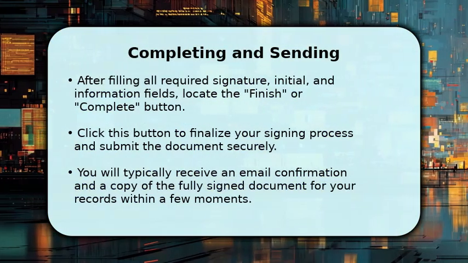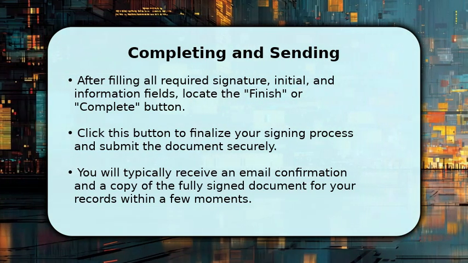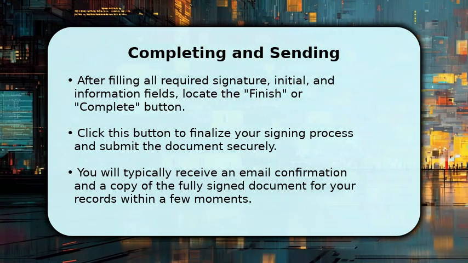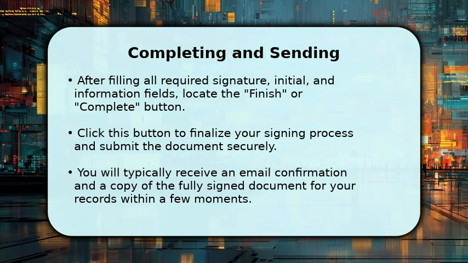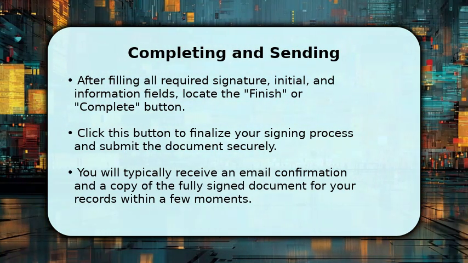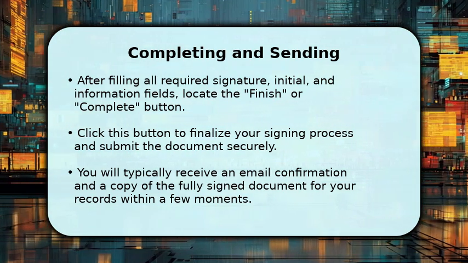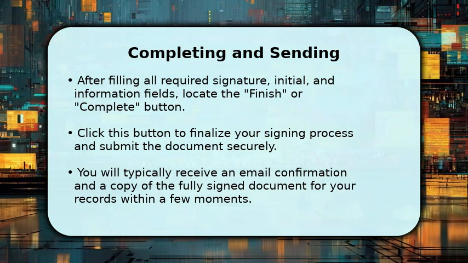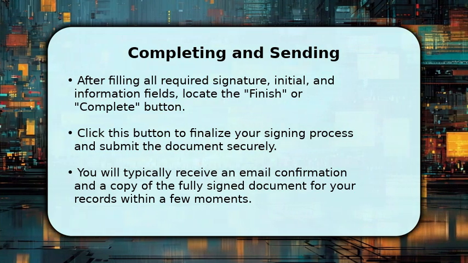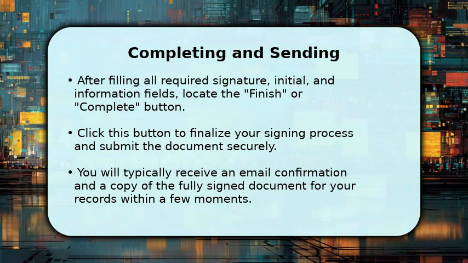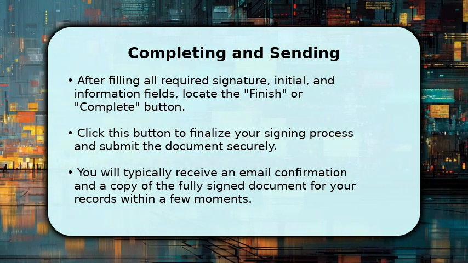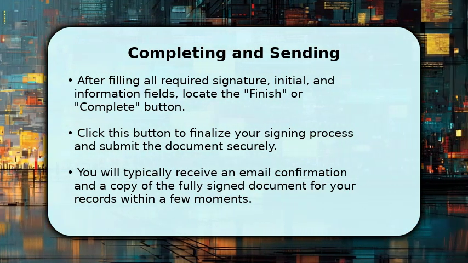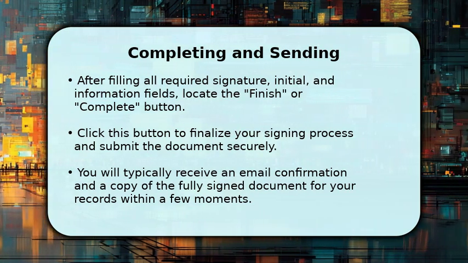Once every required field has been completed, from signatures to initials and any text boxes, look for the Finish or Complete button. This is usually located at the top or bottom of your screen. Clicking this button securely submits your signed document, sending it back to the sender. You will almost always receive a confirmation email, and shortly after, a copy of the fully executed document for your personal records, ensuring you have proof of your signed agreement.